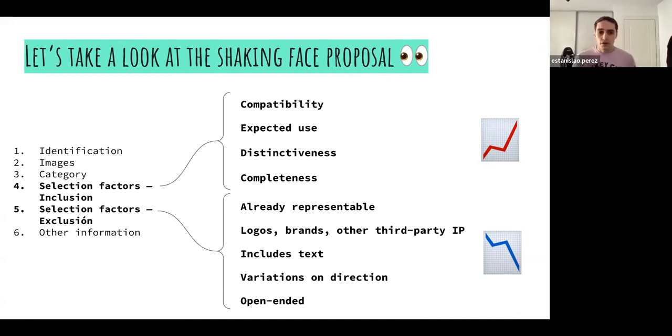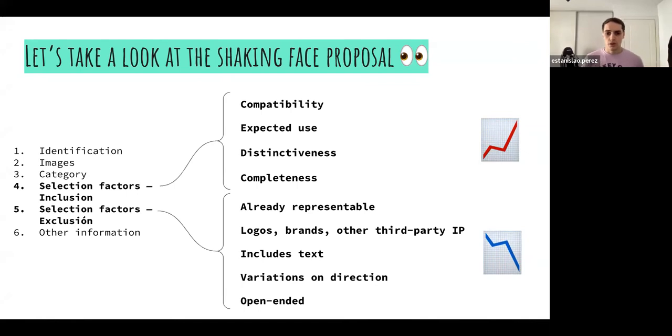Then we are going to talk about the exclusion factors. For this, Unicode provides us a large list with a lot of bullets that we have to point out or answer. We're going through the most important ones. The first one is if it's already representable, if we can represent this emoji using other ones. Also, if our emoji has some logo or brand or other third-party IP, this will help Unicode to know that if they add this emoji, they may have problems with copyright with another company or whatever.